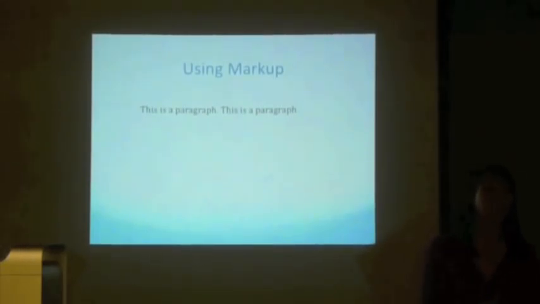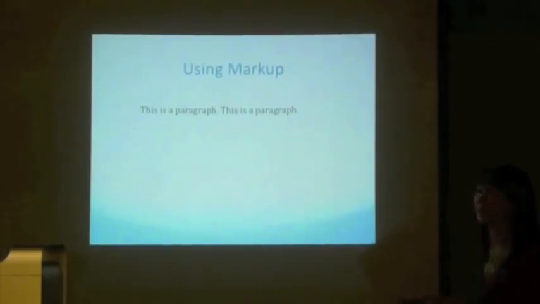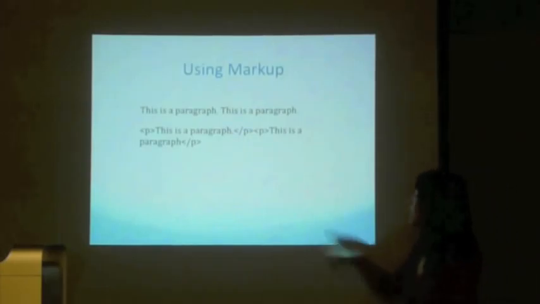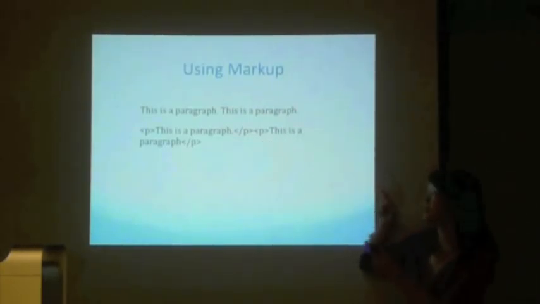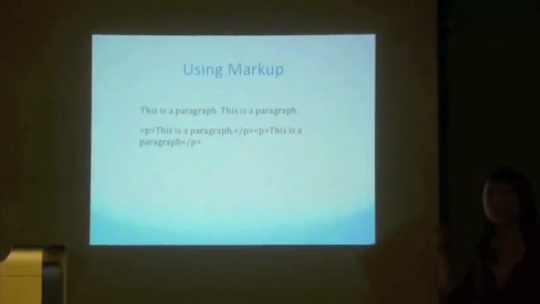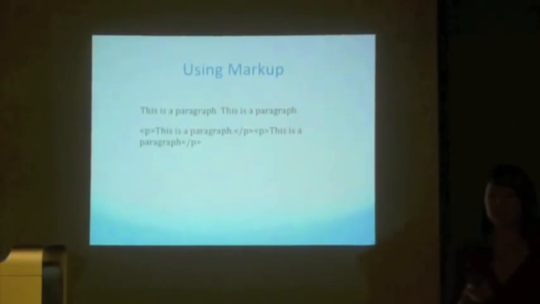So imagine if you had a 10-page essay, and all of your text was just continuous, it would be really hard to read. So what you would do in HTML is you would enclose both of the paragraphs in these P tags. And the P stands for paragraph, and what this actually does is tells your browser that these should be paragraphs. So when the browser goes ahead and renders the code that you've written, you get two paragraphs.